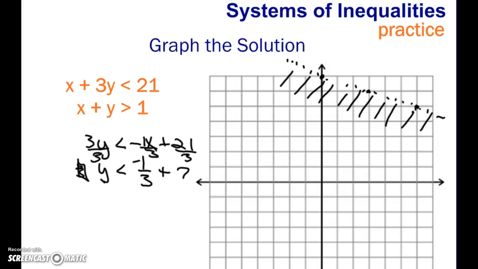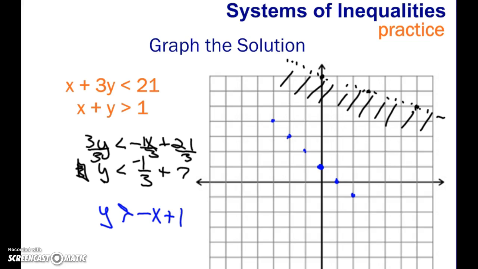We do the yellow one. So I take the x over. That's going to give me y is less than... sorry, y is greater than negative x plus 1. So I have an intercept at 1. I still have a negative slope. Down 1 over 1, down 1 over 1. Go the other way.